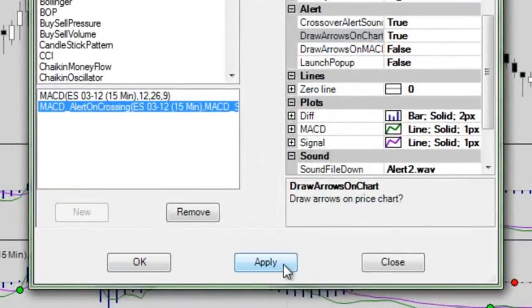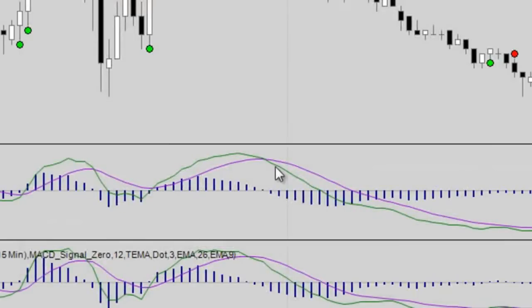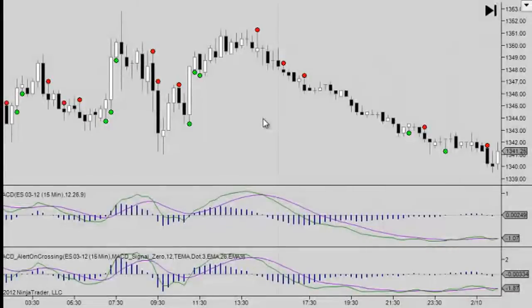So let's apply our changes and take a look at what we have. So here now, the visual indicators are plotted on the price chart, and you can see we have not only the MACD crossing the signal, but also the zero and the signal crossing the zero. So let's take a look at a couple of other charts and how you might be able to use this indicator.